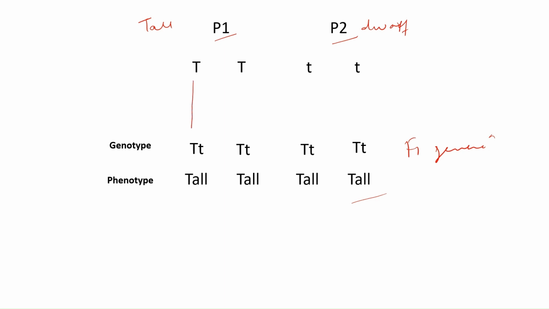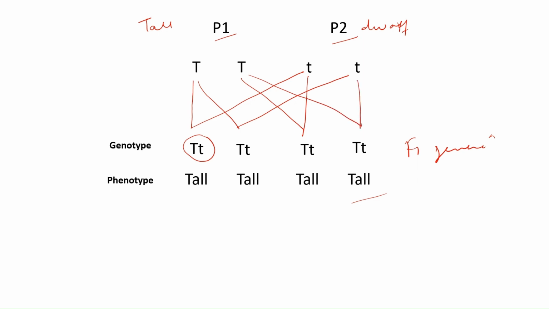When this capital T combines with this small t, we obtain capital T small t. Similarly, when this capital T combines with the small t, again capital T small t, same with this one and this one. So here we learned that though in the F1 generation the offspring have both alleles, only capital T is getting expressed. Hence, capital T is dominant over small t. Similarly, with the phenotype, tall is dominant over dwarf. This we already learned.